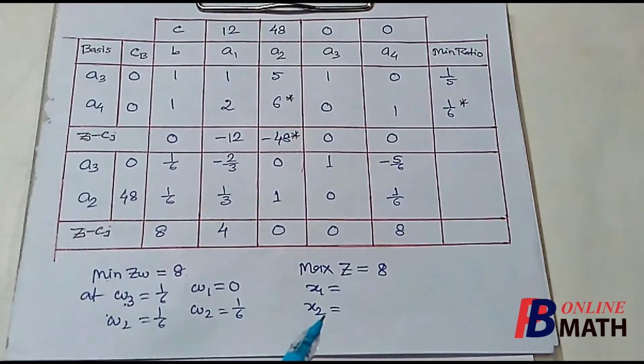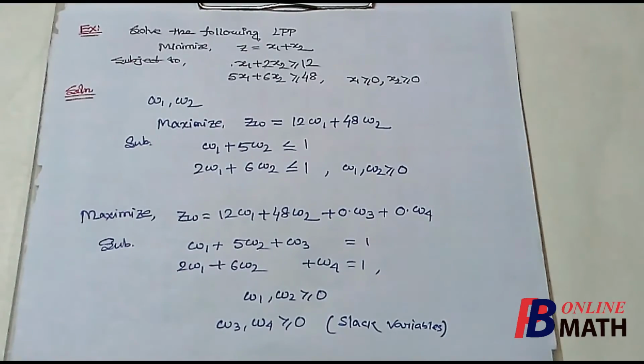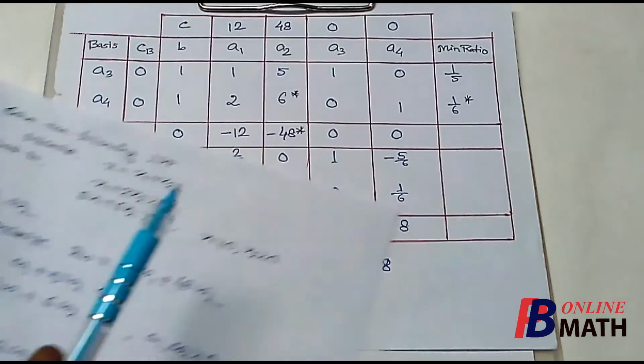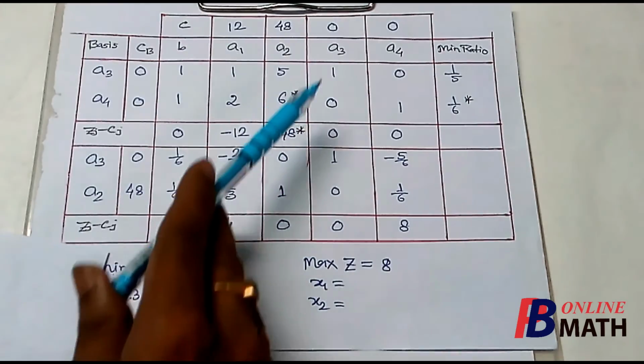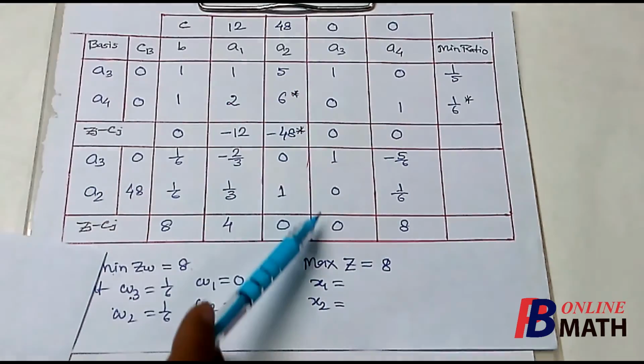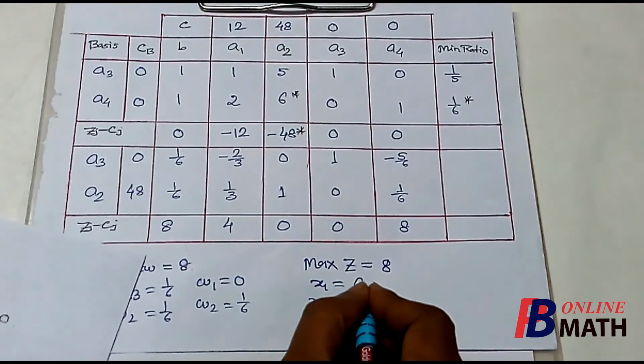Now these can be found from this table. To find the value of x1, we have to find the slack variable which we have introduced for the first constraint of the dual problem. Now in the first constraint we have introduced omega 3 as the slack variable. So the value of x1 can be found from the zj minus cj value corresponding to this omega 3. So if we look at the final optimal table, then we find that the corresponding value of zj minus cj of omega 3, that is of a3, is 0. So the value of x1 is 0.